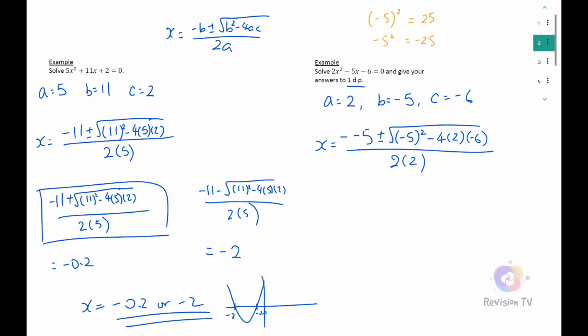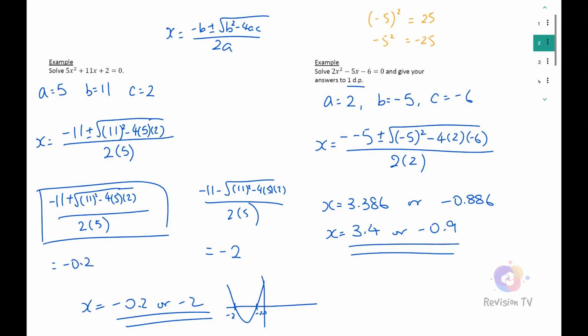Right, so put it in a calculator, you should get one number, should be 3.386, and the other number should be negative 0.886. We have to round to one decimal place, so x equals 3.4 or negative 0.9.